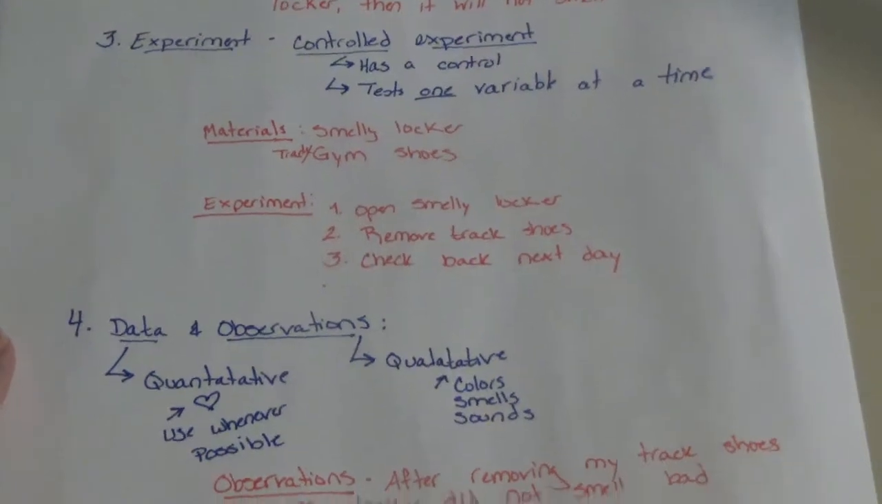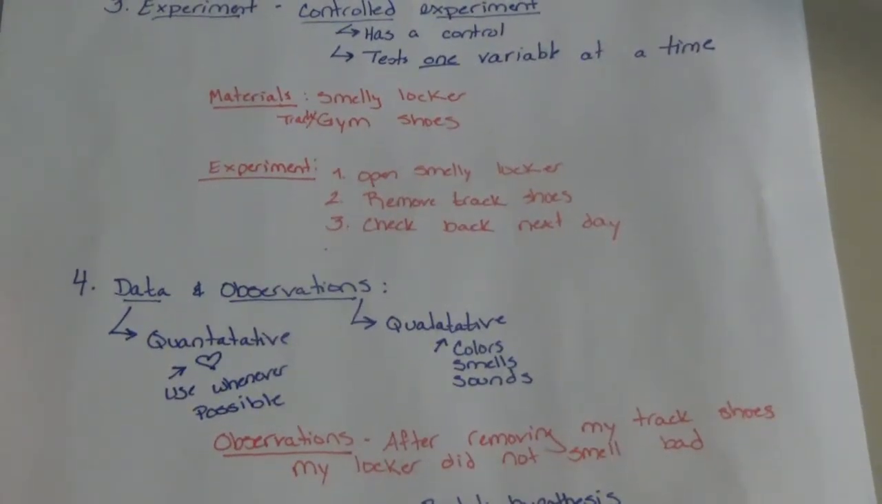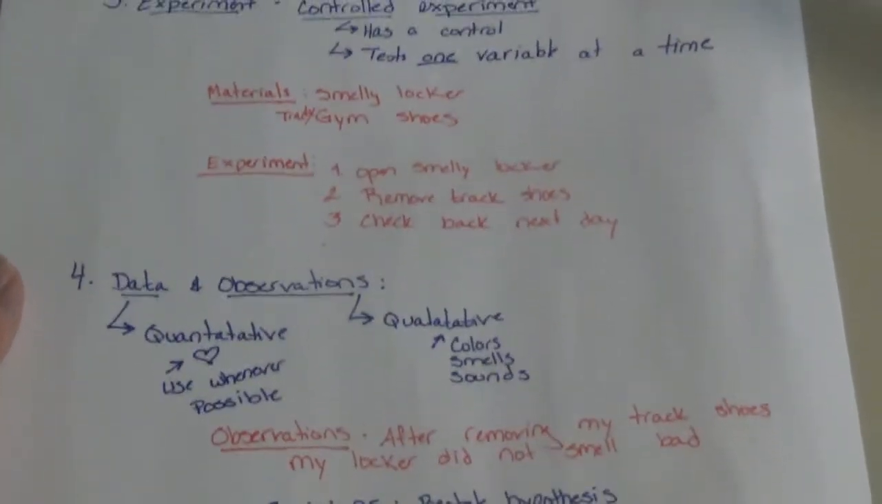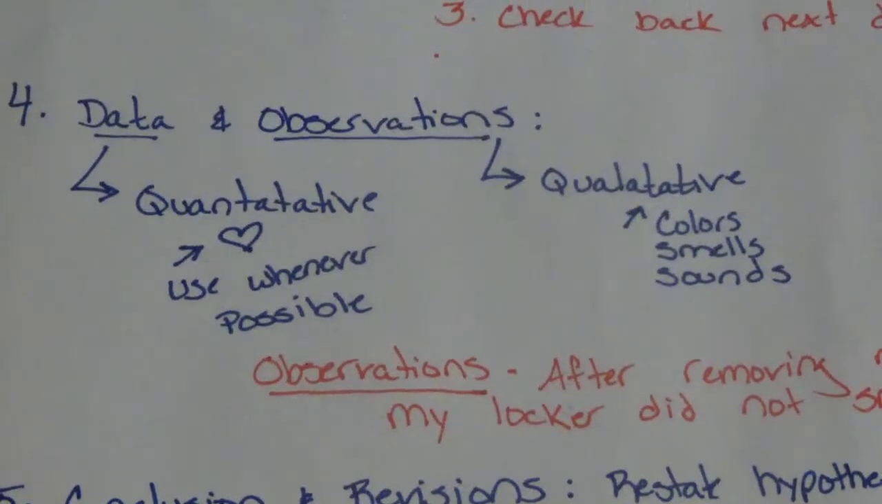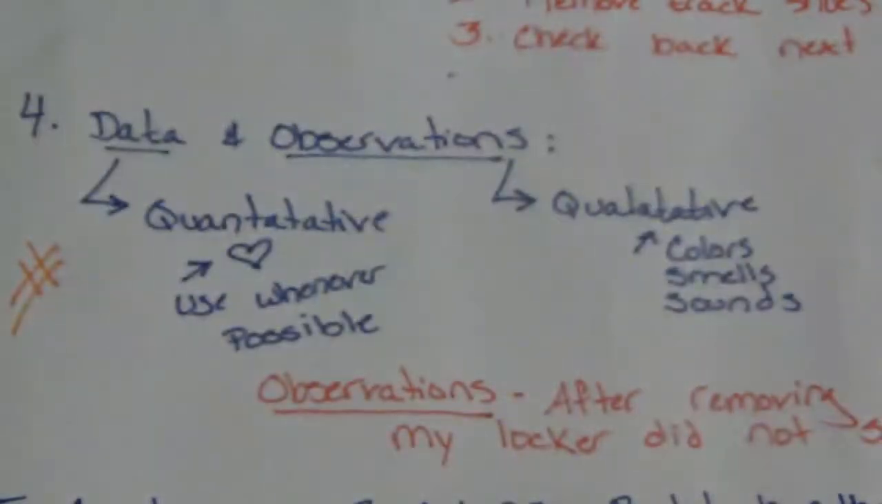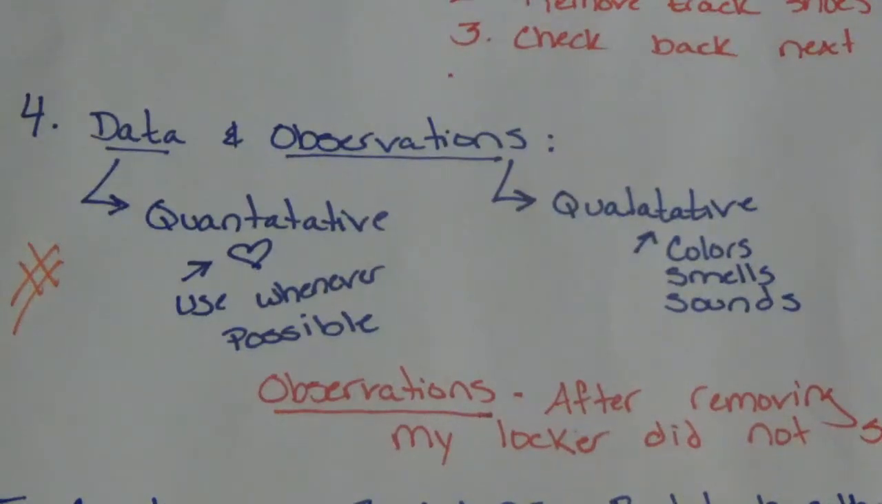The fourth step of the scientific method is making observations and collecting data. Data can be 2 different kinds, qualitative and quantitative. Quantitative data we want to use whenever we possibly can, because we love quantitative data because it has a number attached to it. All right, how long does it take for me to get to school? It takes me 11 minutes to get to school. How tall you are, things like that. Things that you can measure are quantitative data, and they're great.